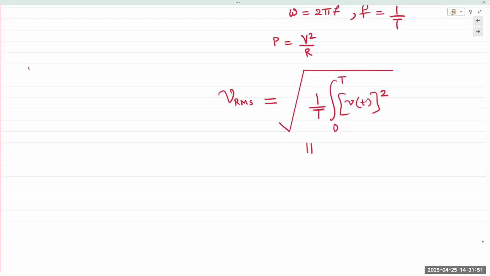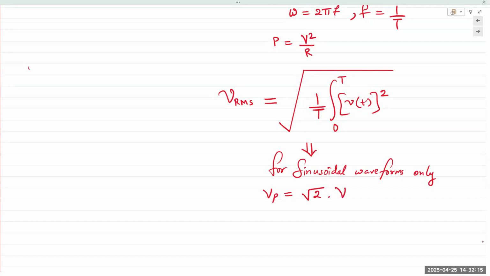When you perform this calculation or derive this expression for sinusoidal waveforms, we discover that the peak value of the waveform is root 2 times VRMS. Root 2 times VRMS.